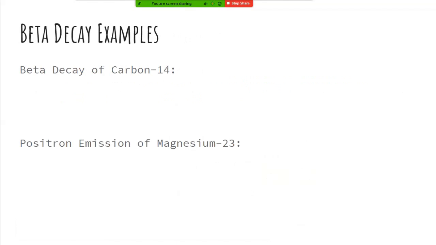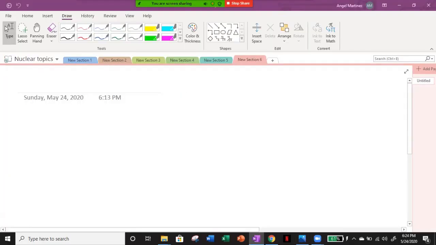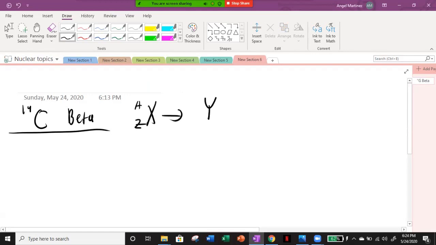So let's do an example here. We do a beta decay of carbon-14 and a positron emission of magnesium-23. So let's do the C-14 beta first. I'm going to write the beta equation again. X, A, Z becomes Y, A, Z plus 1, plus, I'm just going to put the electron.